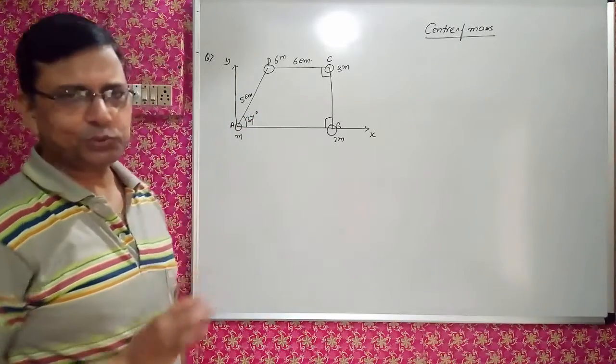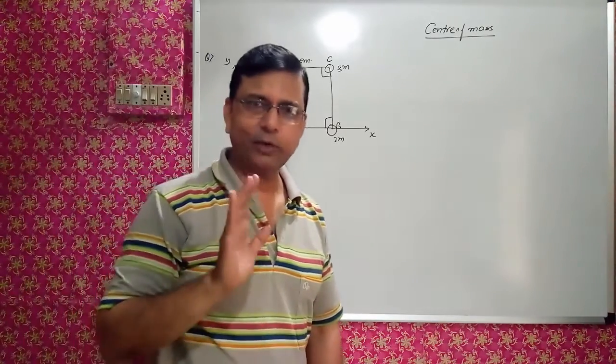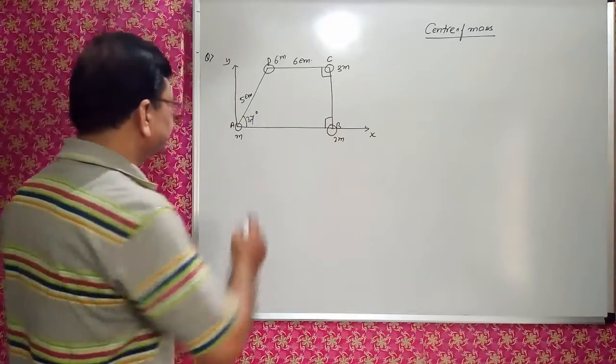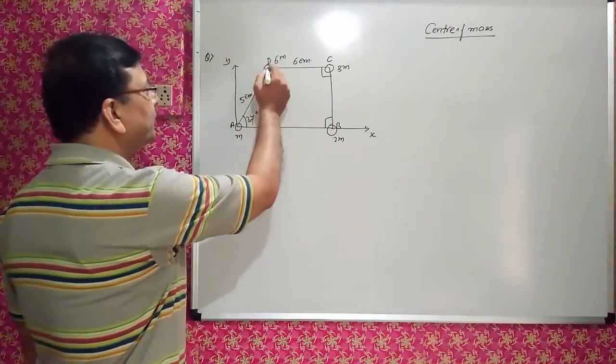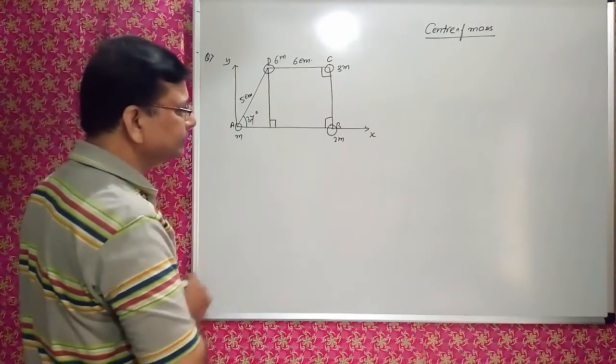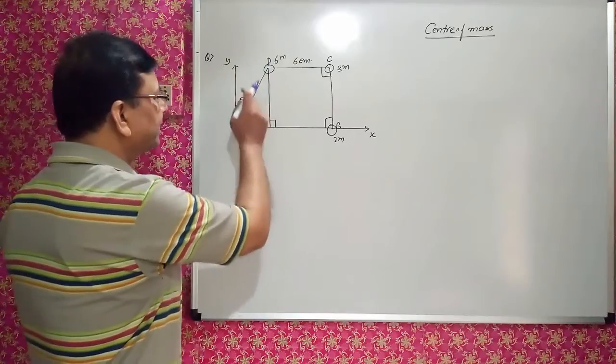So that is why I have chosen this. Are you getting my point? It's very important, you should know it. Now see, this is 37 degree. If I draw a perpendicular from here on this side, then this will be a right angle triangle.